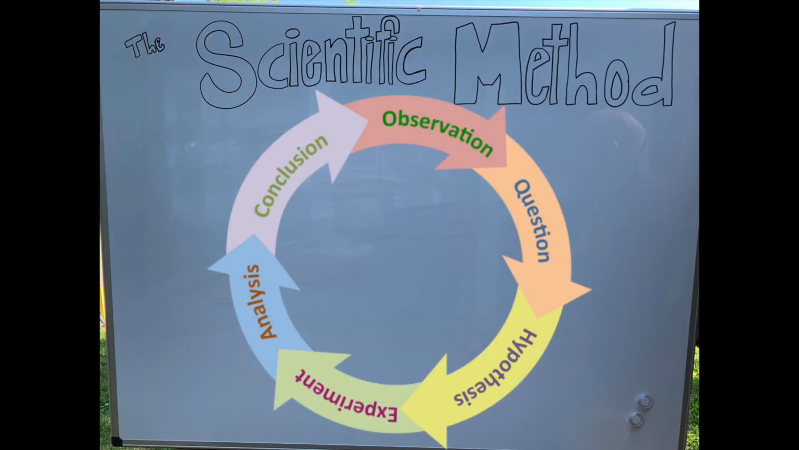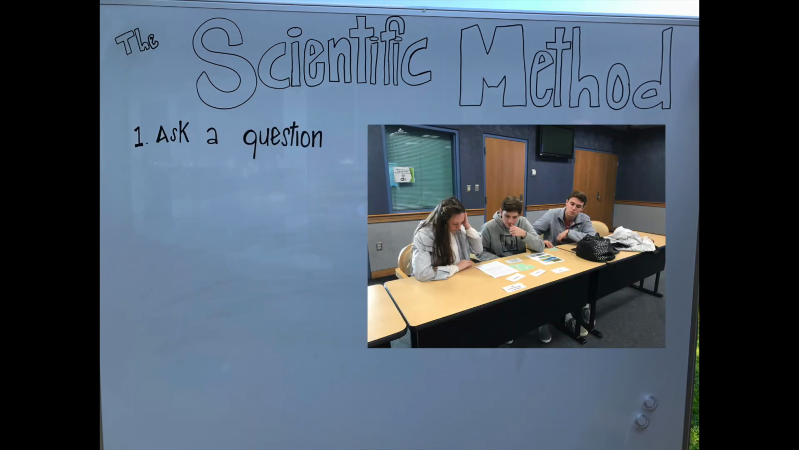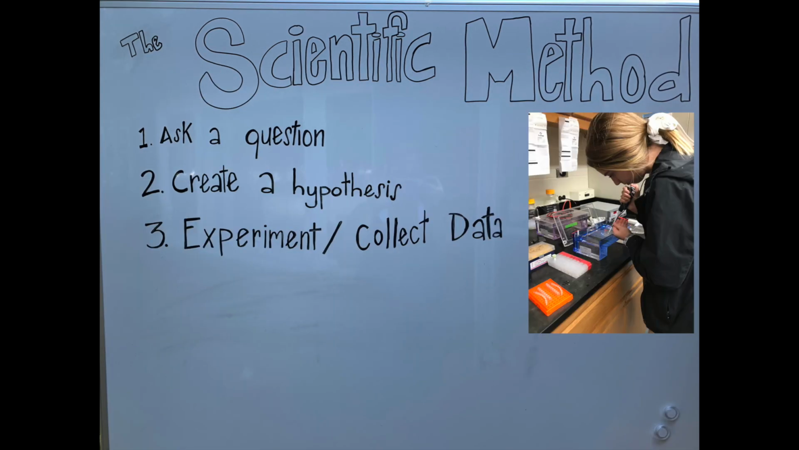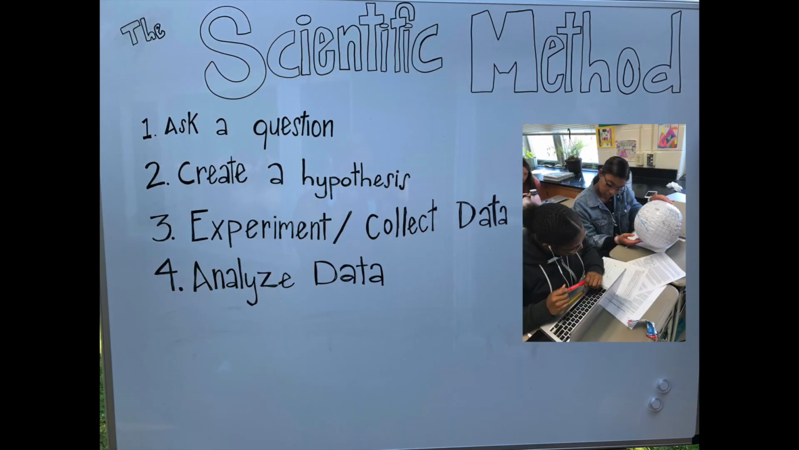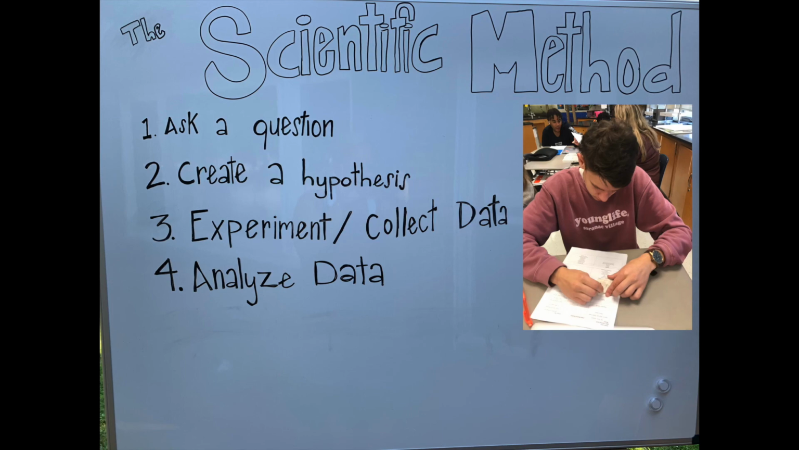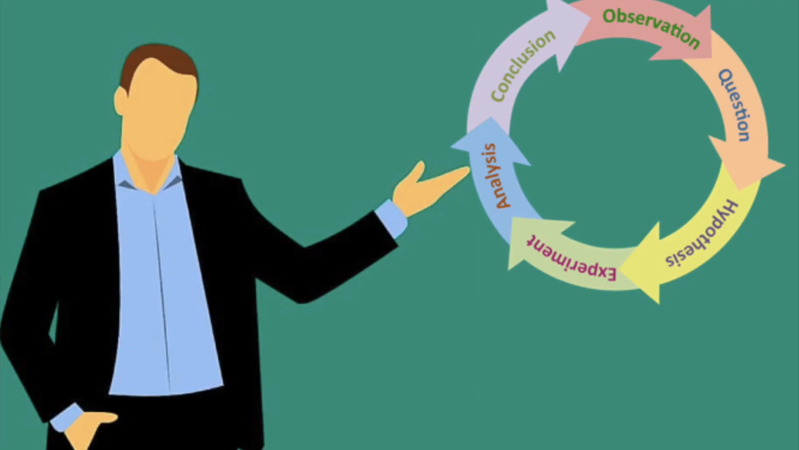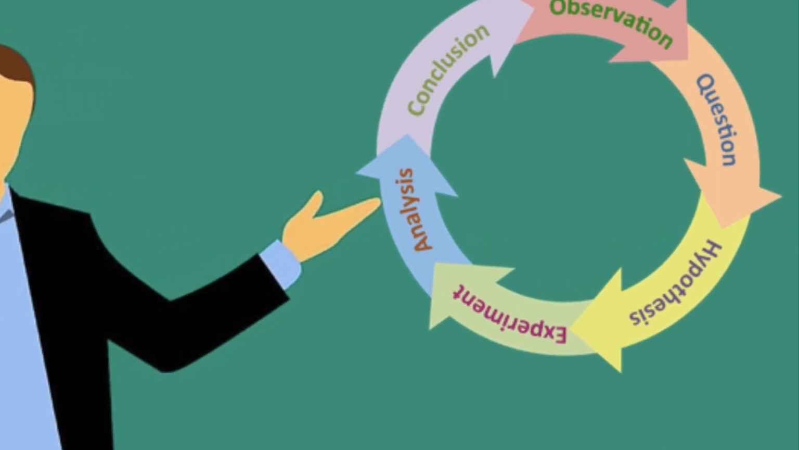So to recap, the scientific method is the way scientists in all fields work out important questions they may have for making observations. Even if it's just in my science class, I want you to be ready to ask questions, create appropriate hypotheses, experiment and collect data, analyze that data, and make conclusions and inferences to be ready to share your results with me and your peers. Hopefully by now you have a good understanding of the scientific method.